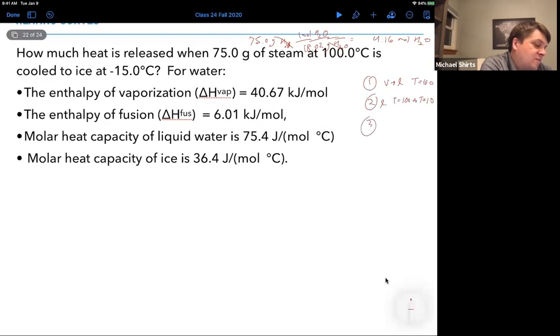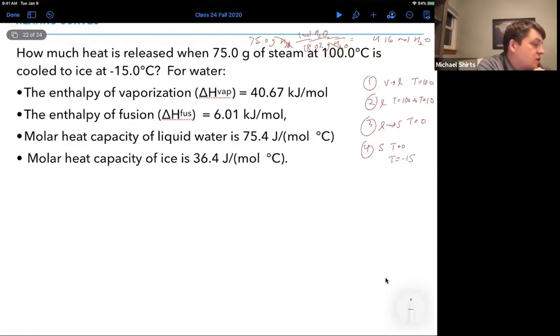Then in a third step, we go from liquid to solid, T equals 0. And a fourth step, we go from solid at T equals 0 to solid at T equals minus 15. So there's 4 steps that we have to take into account. And we're releasing heat, right, because we're going from a high energy state steam to a low energy state ice.